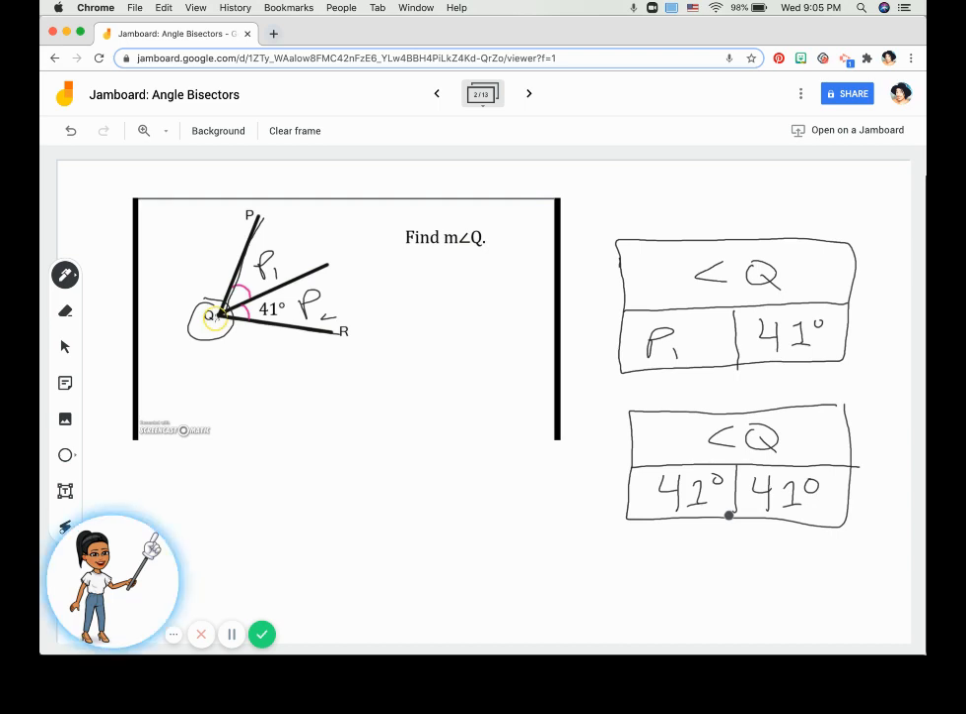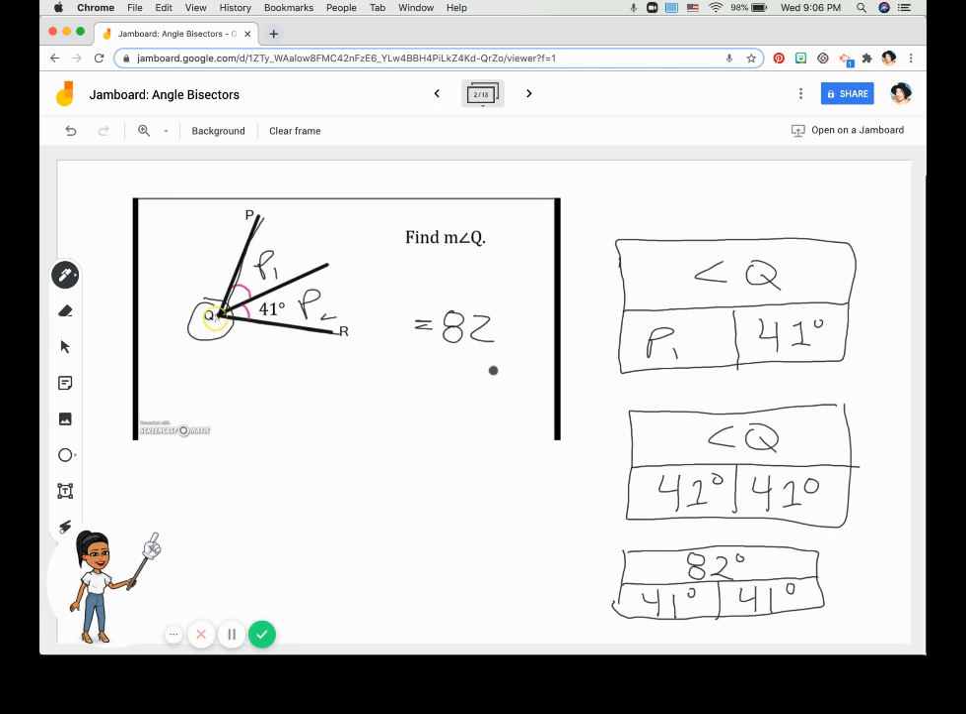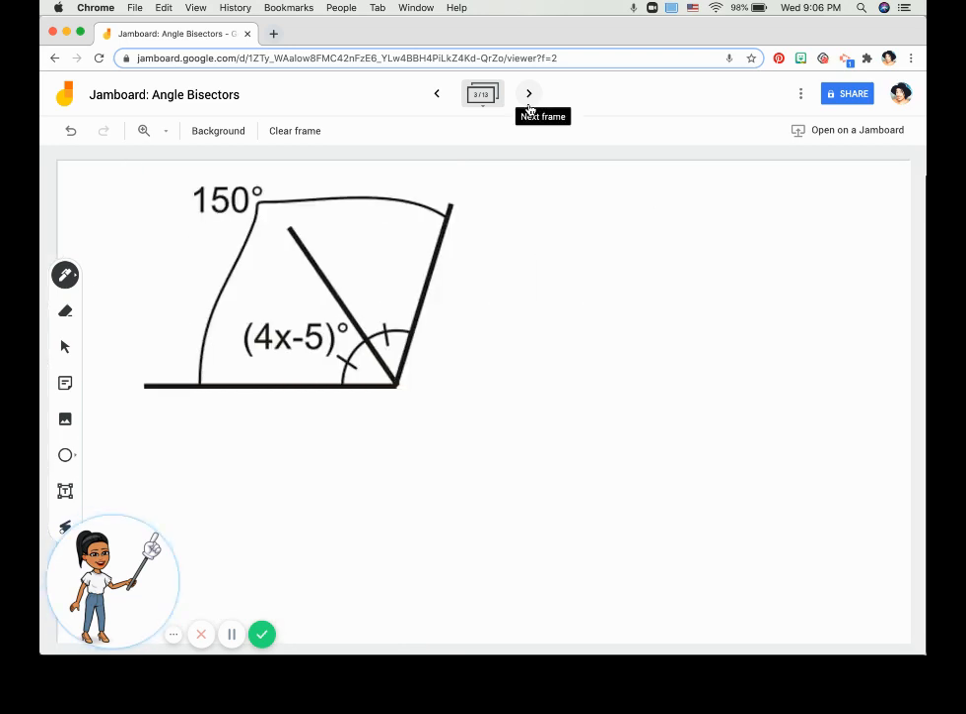And so when I add 41 and 41 together, you can pause if you ever need to grab a calculator, but it's 82 degrees. This is 41, and this is 41. Then angle Q must be 82. So we're using this part-whole method to solve for unknowns.